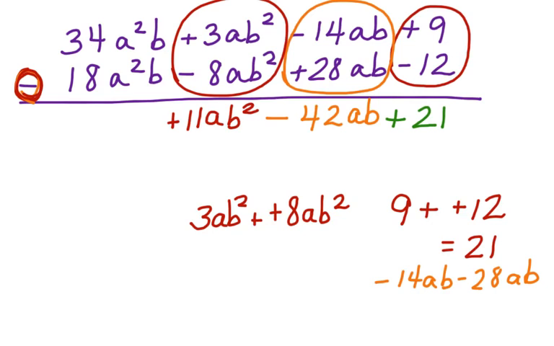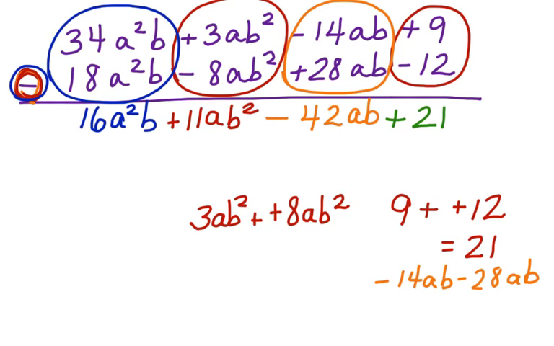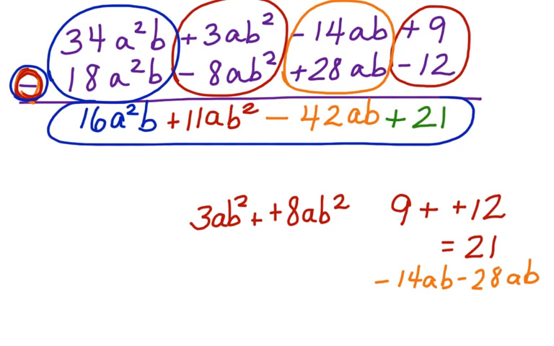Now I'm going to work with the last two terms. 34a squared b minus 18a squared b, and I'm left with 16a squared b. Now I'm going to circle this polynomial because it is my final answer. I have 16a squared b plus 11ab squared minus 42ab plus 21.